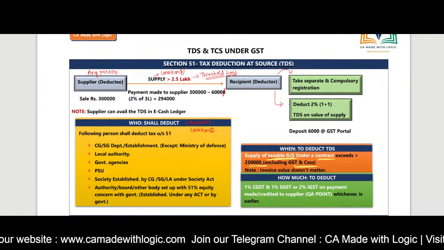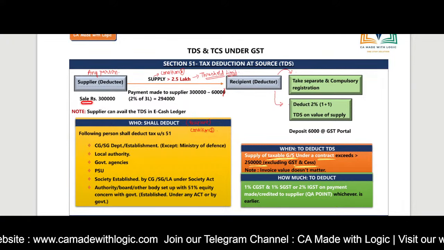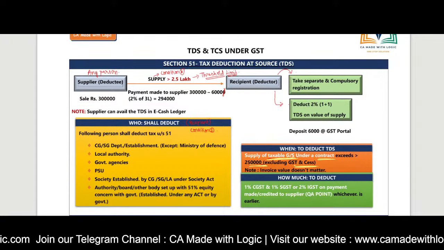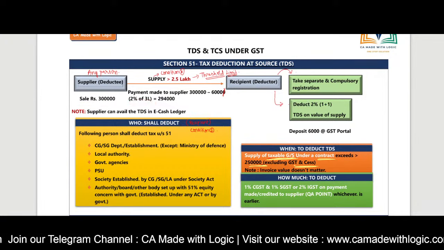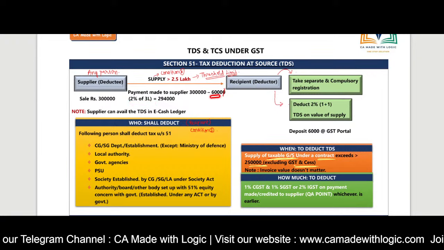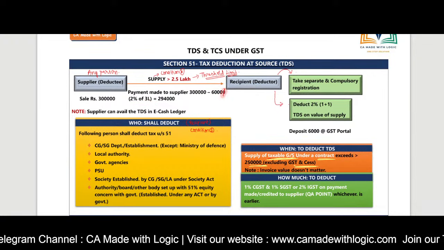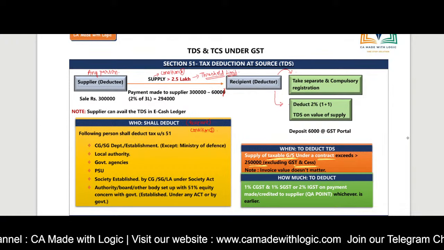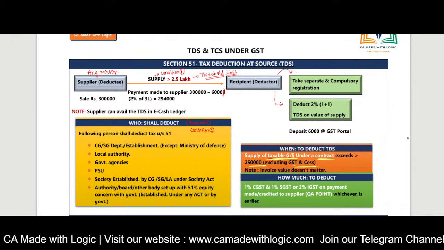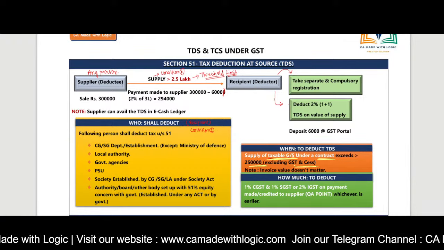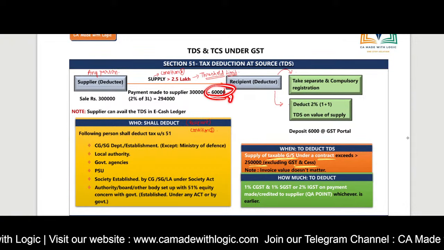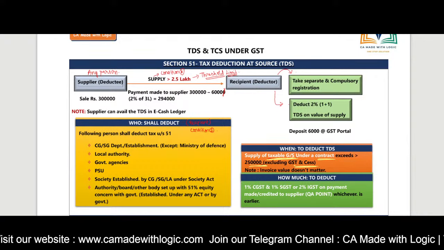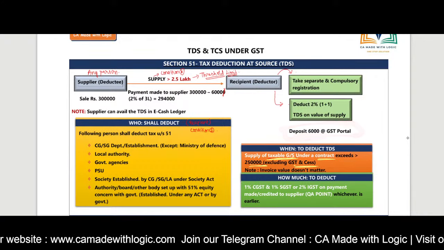Take an example. This supplier is making a sale of 3 lakh rupees. On that 3 lakh rupees, 2% is 6,000 rupees, not 60,000, just remove one zero. So the recipient will make a payment of 2,94,000 to the supplier, and that 6,000 he will deposit to the government. So deposit 6,000 rupees in the GST portal.